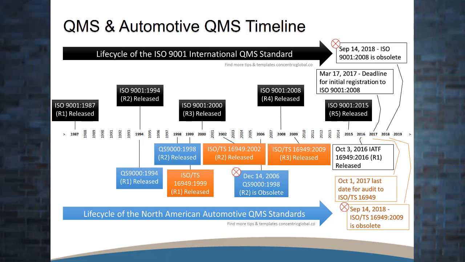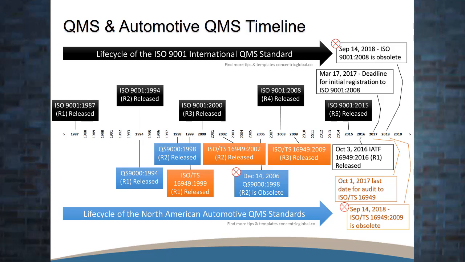In this illustration, you see the QMS and the automotive QMS timeline. 9001 is on the top in black, and on the bottom of the timeline in blue and orange, that is automotive. You can see in 2015, 9001:2015 was released. The blue items at the bottom are QS 9000, each of which has become obsolete, and then in the orange you see TS 1999 was replaced by 2002, and that was replaced with 2009.